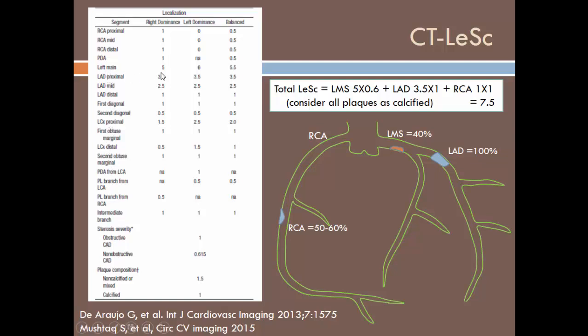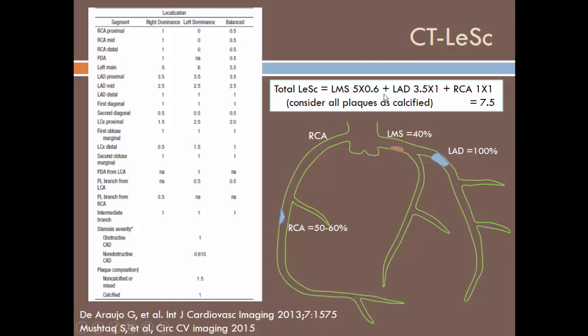Left main is given a score of 5 in the right dominant artery and a score of 6 in the left dominant artery. So here the score will be 5 times 0.6, and 0.6 is the score for non-obstructive CAD. This plaque is 40% stenosis, so less than 50%.